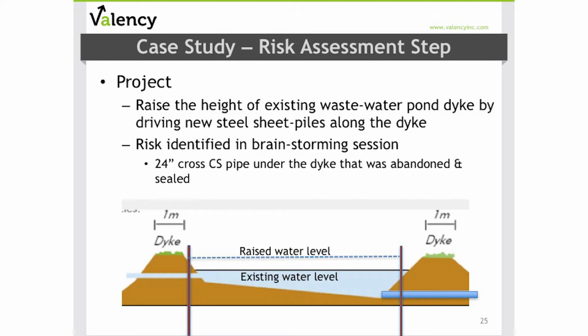I'd like to share a few examples of the types of outcomes that can come in a facilitated risk workshop. One great example happened in a risk workshop for a project to raise the height of the existing wastewater pond dike by driving new steel sheet piles along the dike. The pond was originally constructed in the late 1950s to hold the oily wastewater. In the late 1990s, a new technology of biological treatment was introduced, and the water level needed to be raised to add oxygen.